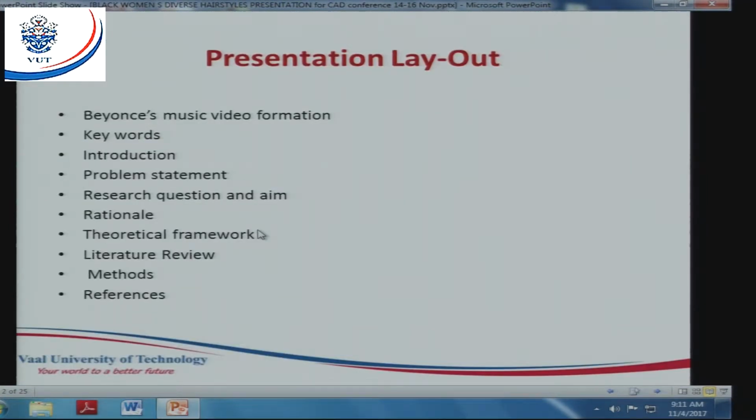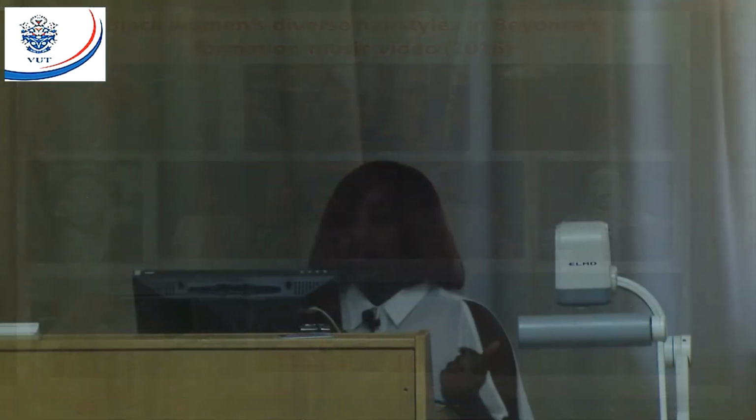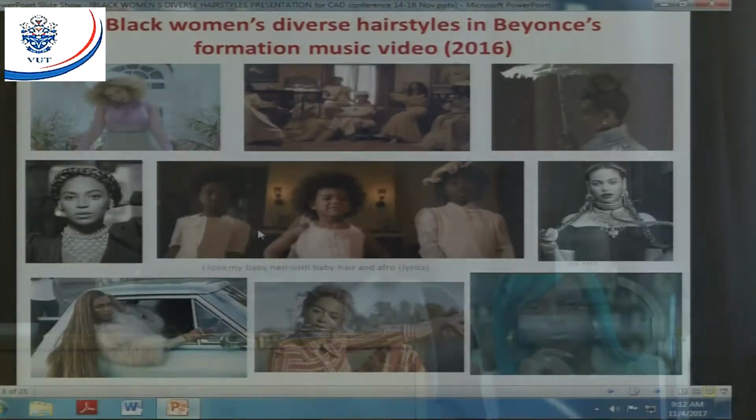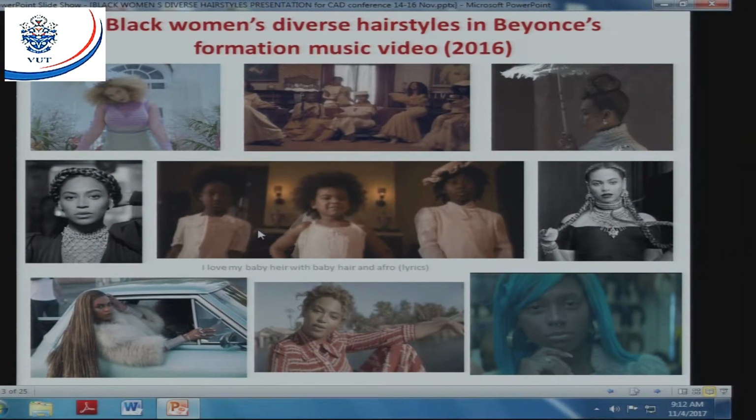Before I start with the presentation, I would love to give the layout of the whole presentation. I will start with Beyonce's music video Formation to explain what diverse hairstyle is. Then I will explain the keywords, do the introduction, state the problem statement, research question and aim, rationale, theoretical framework, literature review, methods, and references. Black women's diverse hairstyles in Beyonce's music video Formation.